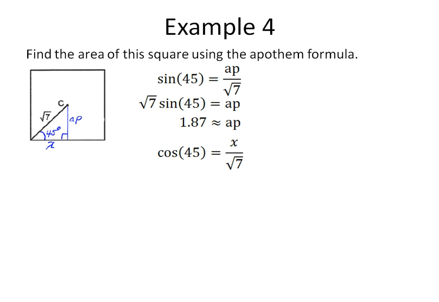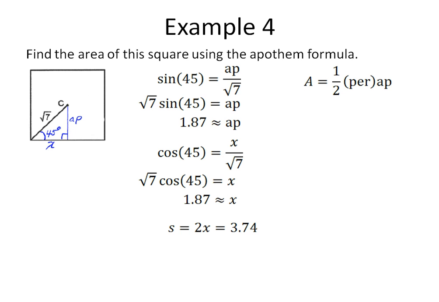Cosine of 45 is equal to x over the square root of 7. So the square root of 7 times the cosine of 45 is equal to x. So 1.87 is equal to x. So to find the length of a side, we multiply that by 2. So 2 times 1.87 gives us approximately 3.74.